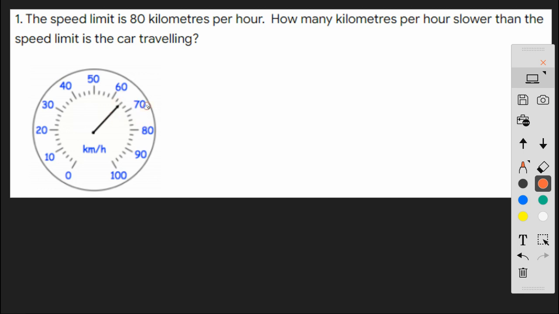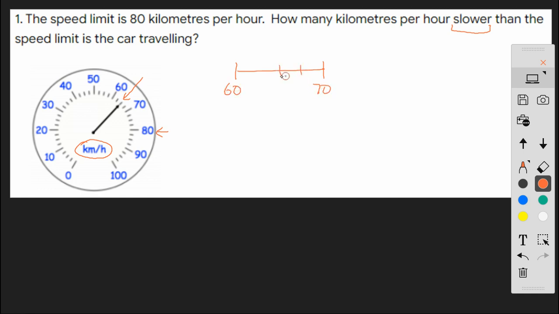Well, this is a question here where we need to read the scale of this speedometer in the car, and then we've got to answer a question. So we're told that the speed limit is 80 kilometers per hour. We can see 80 there on our dial. That's kilometers per hour. And we're asking how many kilometers per hour slower than the speed limit is the car traveling. Well, the arrow here is telling us what speed the car is traveling at. And so our first task is to be able to read this scale here.